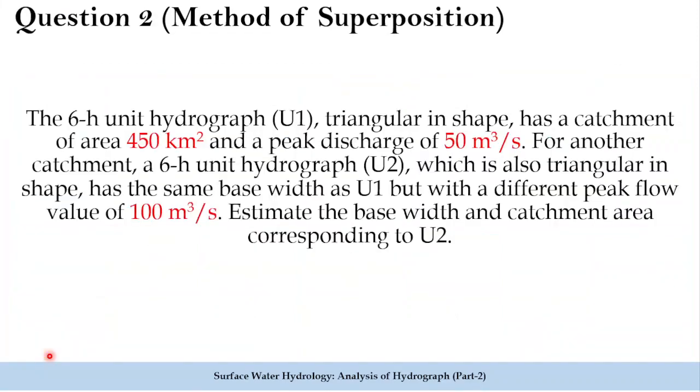Moving ahead, let's solve another problem on the method of superposition. Let me read the problem. The 6 hour unit hydrograph, that is U1, triangular in shape, has a catchment of area 450 km square and the peak discharge of 50 meter cube per second.